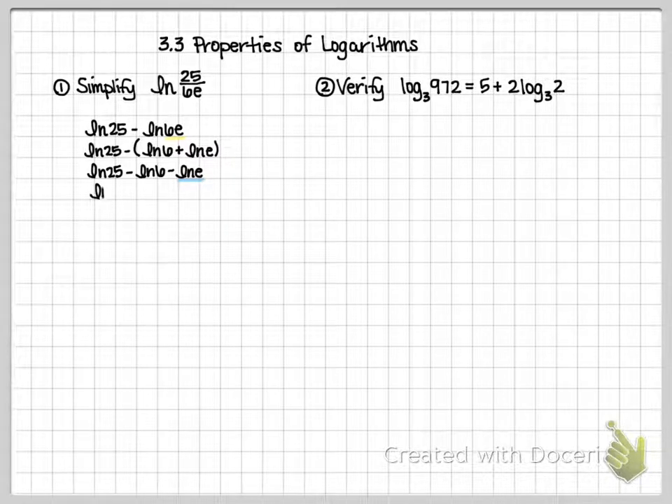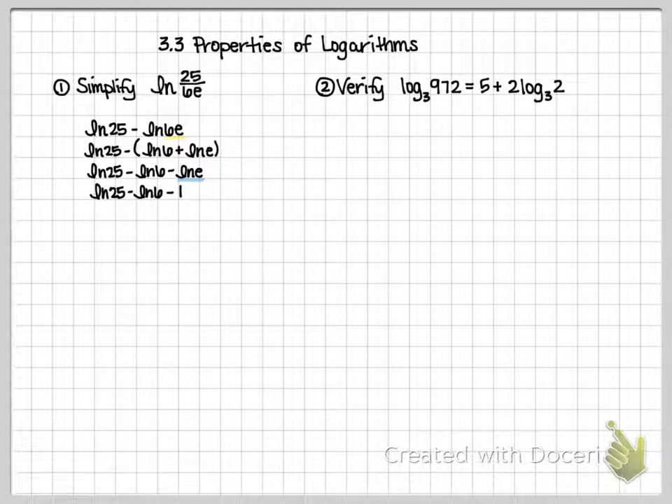So I'm going to get ln of 25 minus ln 6, and ln e is 1. You can't combine the 25 and the 6. If you do, you're going to be condensing logarithms again, which is going to undo what we just did. This is your final answer for the first one.